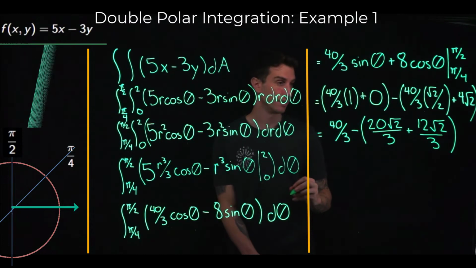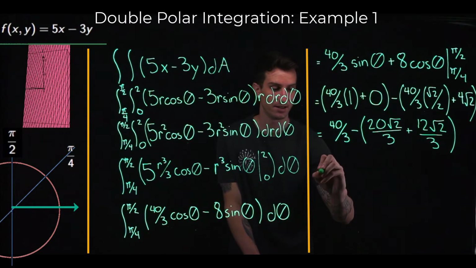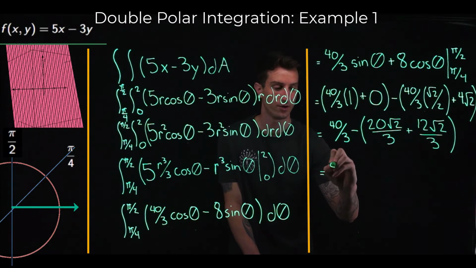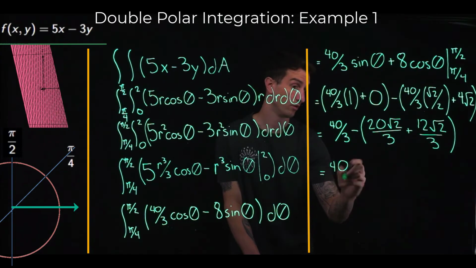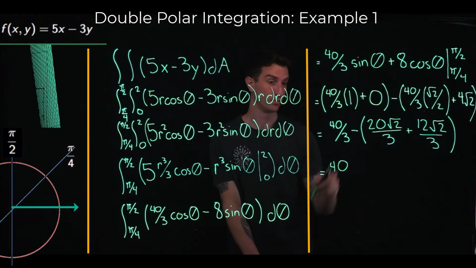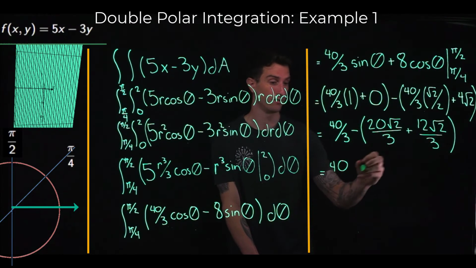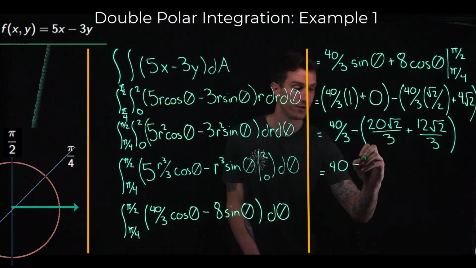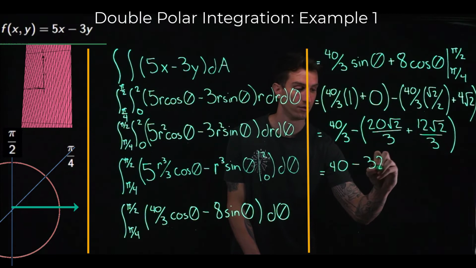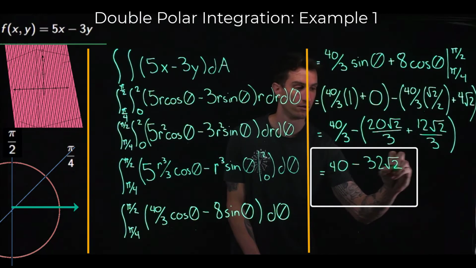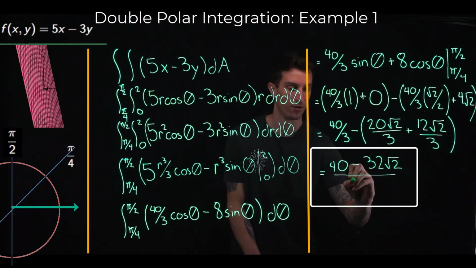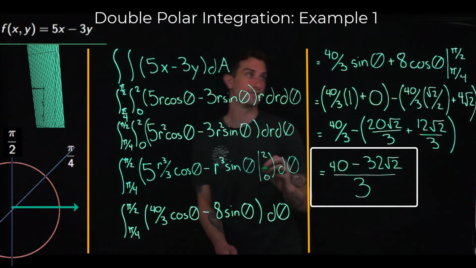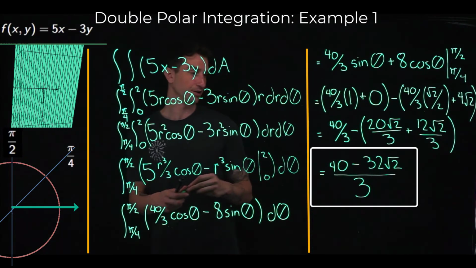And unfortunately, I think we're going to have to leave it as such, right? An ugly value of 40 over 3. Well, these are all going to be over 3 now, right? This is over 3, that's over 3, they're all over 3. So 40 minus 20 plus 12, 32 rad 2, all over 3. And that is our final answer, regardless of it being ugly.